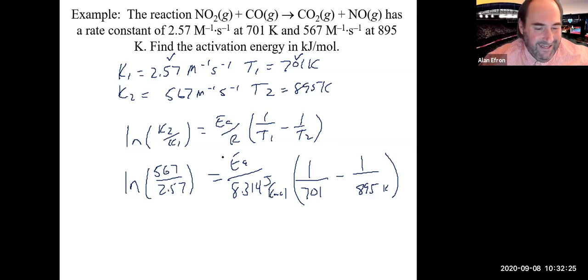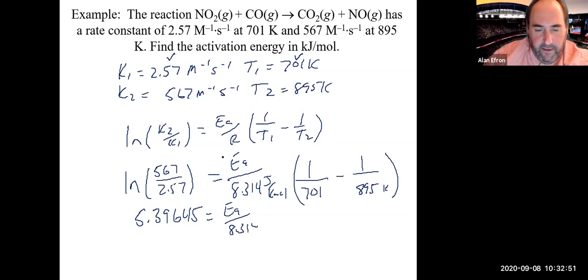So we want to do some cleaning up here in terms of the math. Also, something people sometimes mess up on is you actually want to divide first, so 567 divided by 2.57, and then take the natural log of it. Sometimes people want to take the natural log of everything and then divide, and get the wrong answer. So that's 5.39645. I'm also going to clean up what I got going on in the parentheses. That was 1 divided by 701 minus 1 divided by 895, which gets me something like 0.000309215.